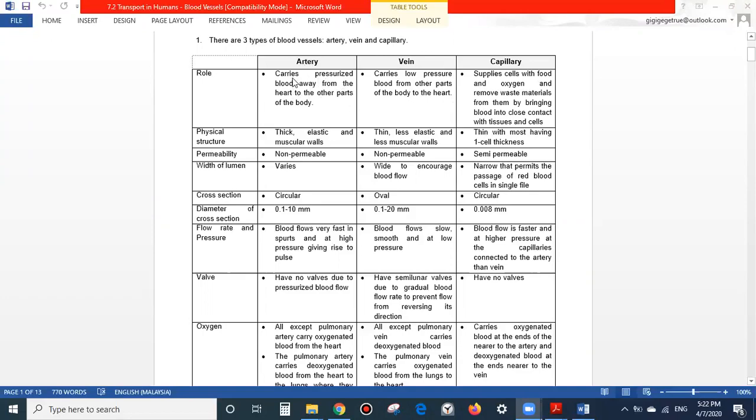So artery carries pressurized blood away from the heart to other parts of the body, while vein carries low pressure blood from other parts of the body to the heart. Okay, this is the definition. Oxygenated and deoxygenated is not quite accurate, because pulmonary artery and pulmonary vein carry things that are opposite of normal artery and normal vein. For example, normal artery carries oxygenated blood, but pulmonary artery carries deoxygenated blood. So strictly speaking, the definition of artery and vein cannot be based on oxygenated and deoxygenated blood.